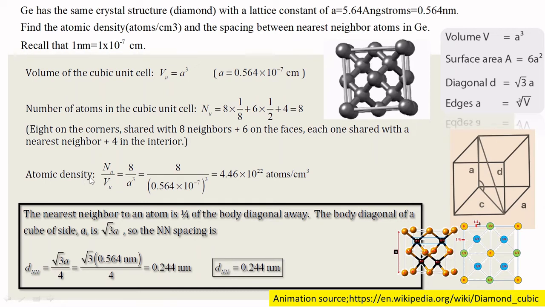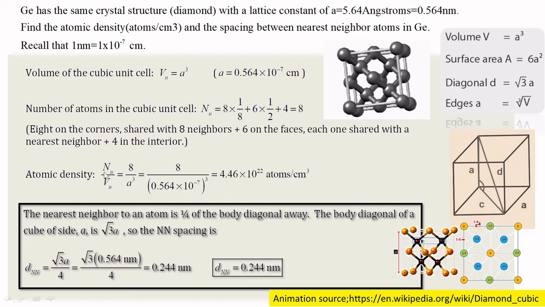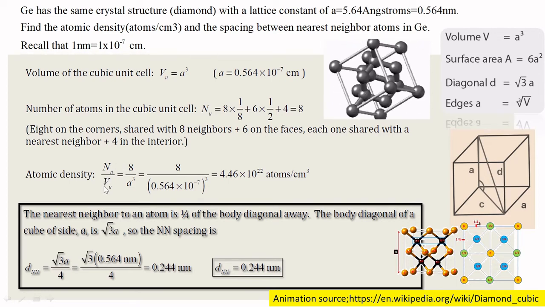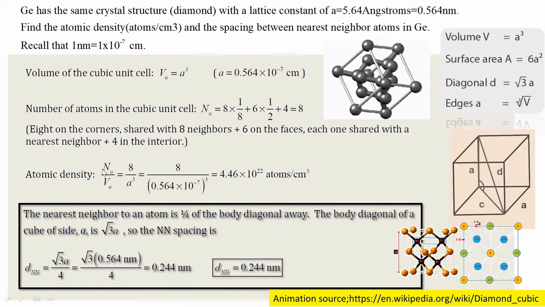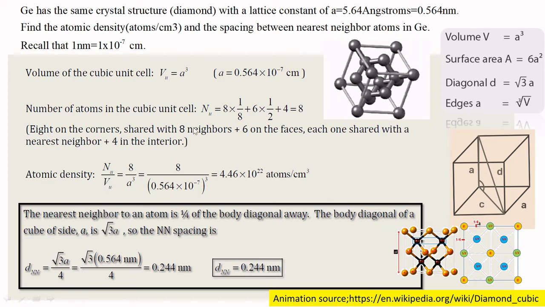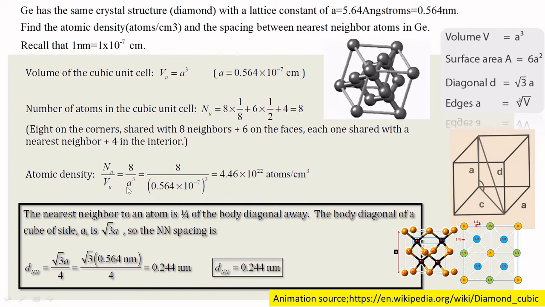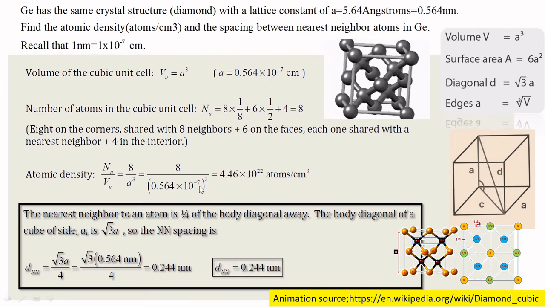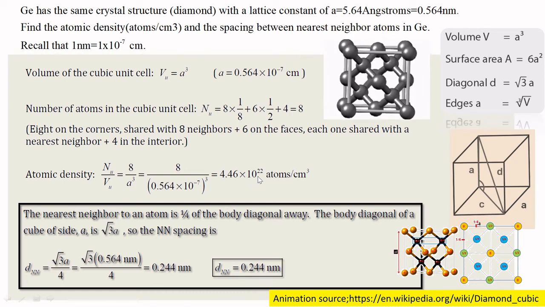Now I want to find the atomic density. What is atomic density? Number of atoms in the cubic unit cell divided by volume of the cubic unit cell. I am repeating again: number of atoms in the cubic unit cell divided by volume of the cubic unit cell. That means 8, what we found, divided by a cube. So what is a? 0.564 into 10 to the power minus 7 centimeter. Take the cube, and you will get 4.46 into 10 to the power 22.